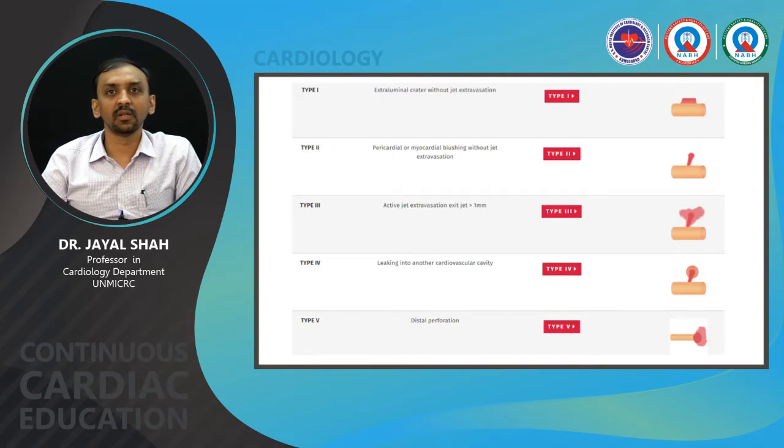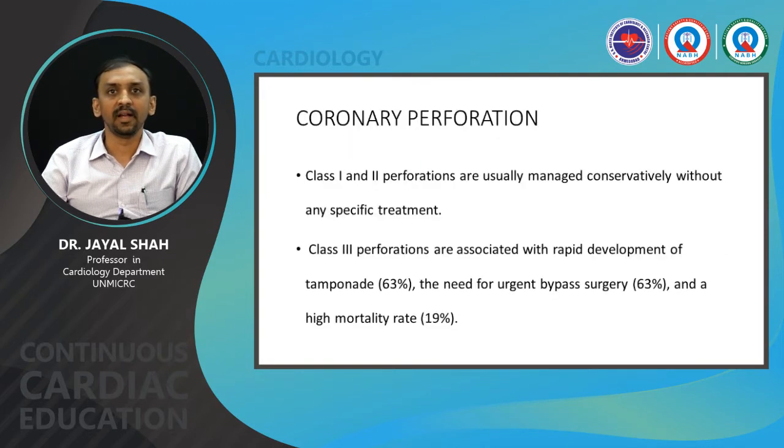This is just the graphical representation of the different types of perforation. Class 1 and 2 perforations are usually managed conservatively, and class 3 is associated with rapid development of tamponade, the need for urgent bypass and a higher mortality rate.